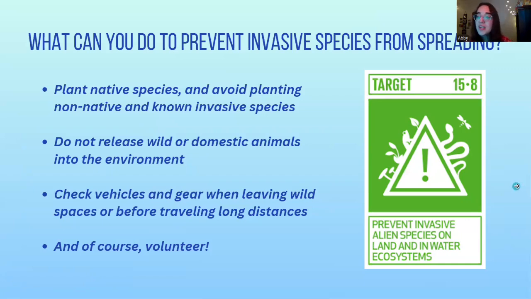Check your vehicle and gear whenever you're leaving wild spaces or before traveling long distances, because seeds and bugs love to hitchhike on your vehicles and all of your hiking or camping gear. And of course, volunteer. Please join different organizations and associations near you to remove invasive species from the environment on volunteer days or for individual volunteer projects.